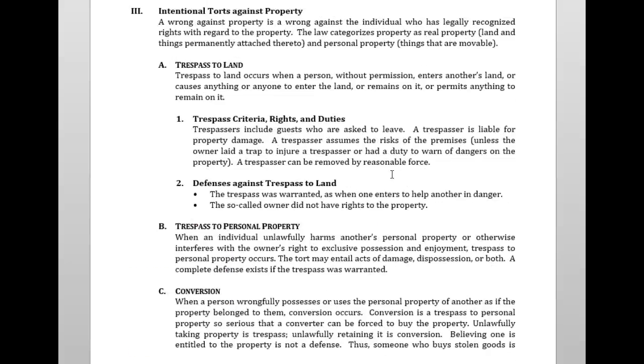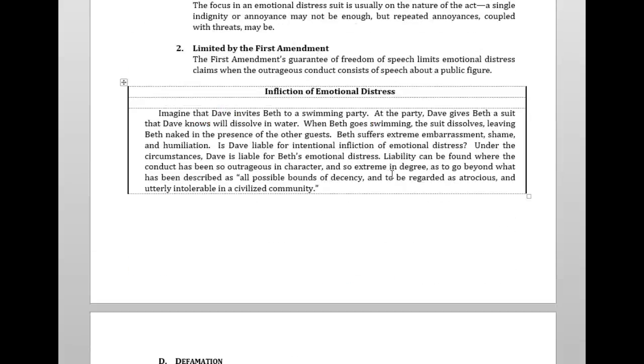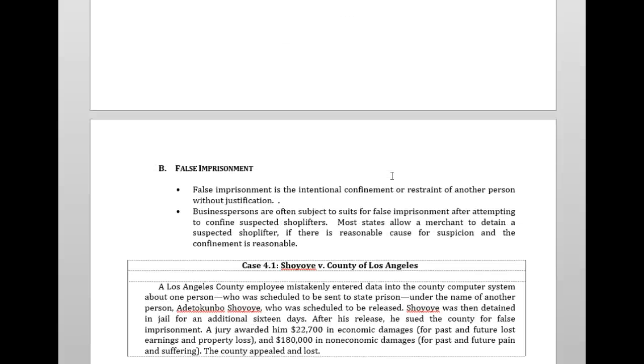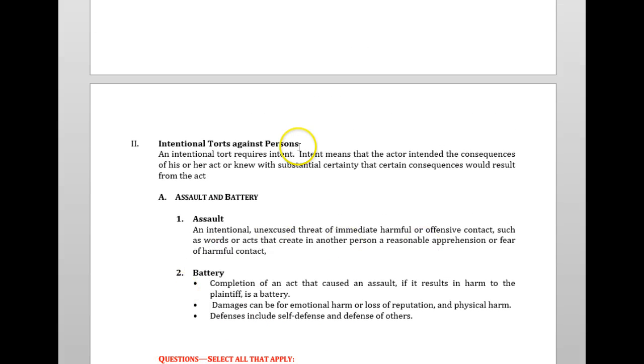Now, for it to be an intentional tort, the defendant has to have intent, and intent means that they intended the consequences of his or her act and knew with substantial certainty that certain consequences would result from that act. So they intentionally know that there may be harm that comes from their actions, and that's why they're called intentional torts.